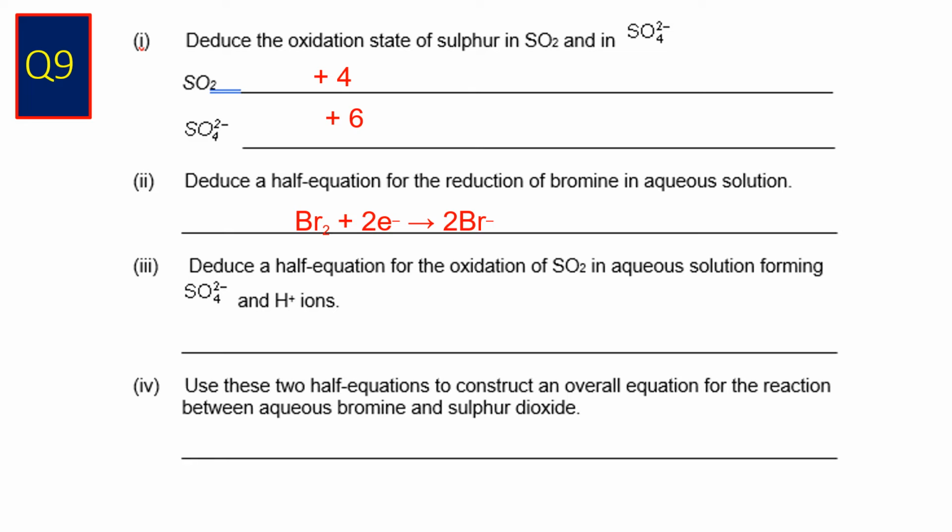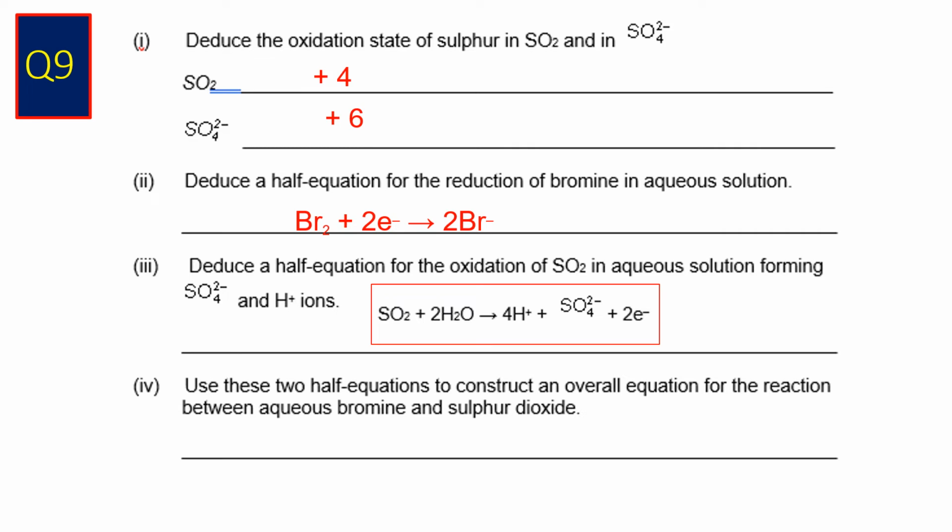We're then asked to deduce a half equation for the oxidation of SO2 in aqueous solution forming SO4 2- and H+ ions. So put the equation up there. Start with your SO2 on one side, your SO4 2- on the other side, then add your electrons, then balance the charge by adding your hydrogens, then you add your water. Again, if you want to go through this step by step, look at the previous video, follow those steps.